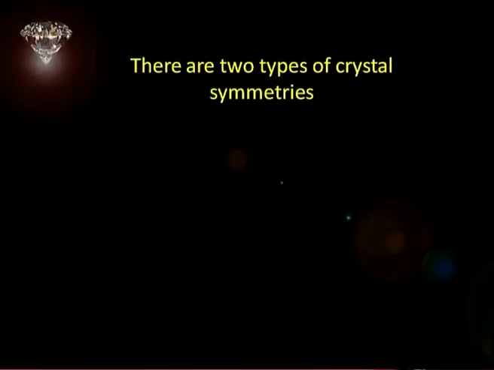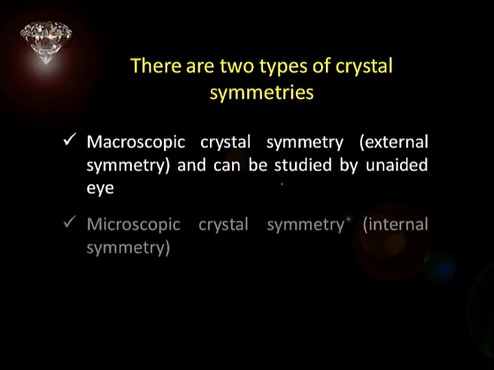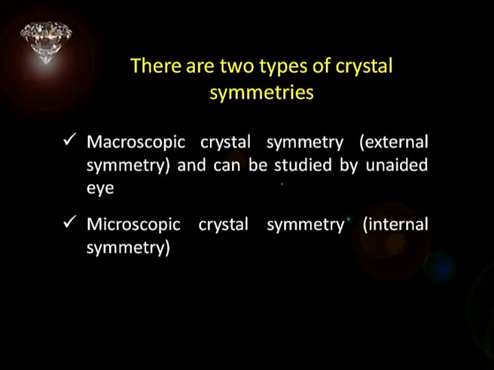Actually, in case of crystals, there are two types of symmetries. One is macroscopic crystal symmetry, or the gross level symmetry, the external symmetry of the crystal as it appears, and this can be understood just by looking at the crystal itself without any aid. On the other hand, there is microscopic crystal symmetry, which is based on the internal structure, the lattice part of it. So if we have to talk about crystal symmetry, we have to look at two different levels. Let us start with the macroscopic crystal symmetry.